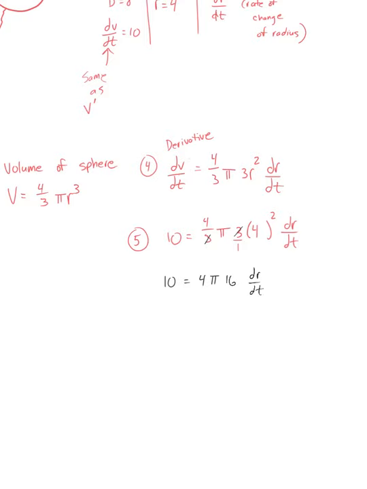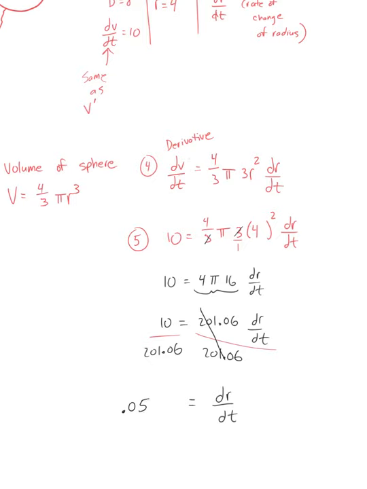Now the 10 can come down. I can go to my calculator and get 4 times pi times 16. That gives me 201.06. And then our variable dr/dt comes down. To get dr/dt by itself, we just divide both sides by 201.06. Those cancel out. dr/dt, our rate of change of the radius, is 10 divided by 201.06, which is very, very small. I'm getting 0.05.